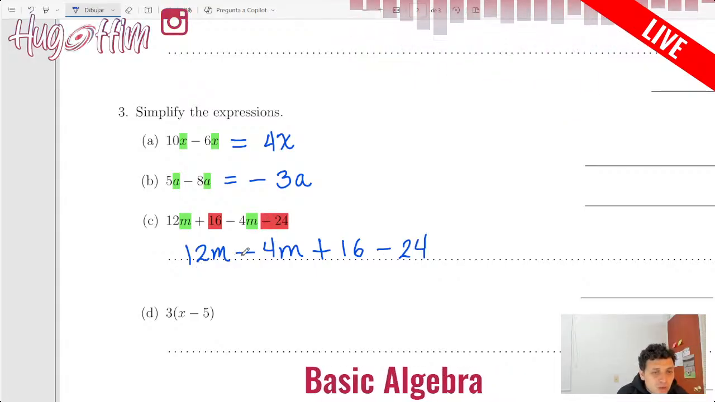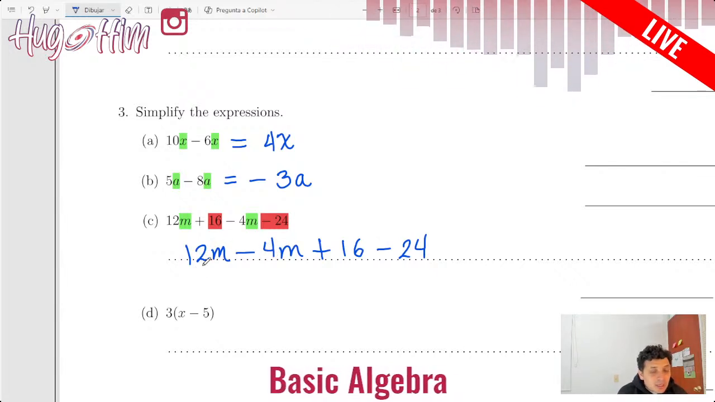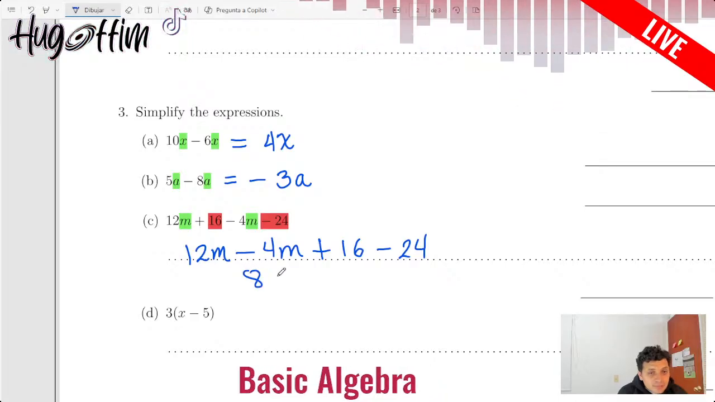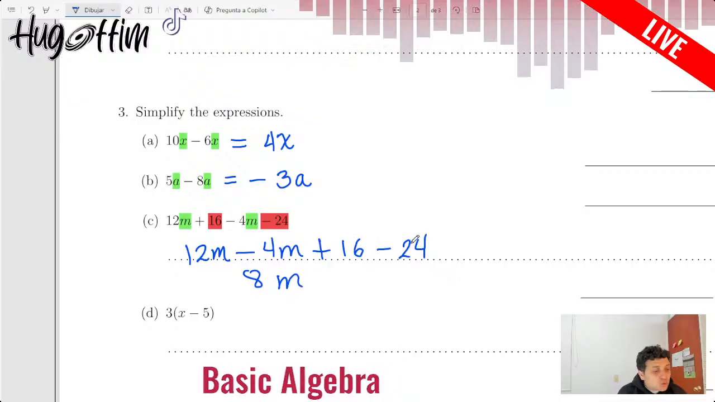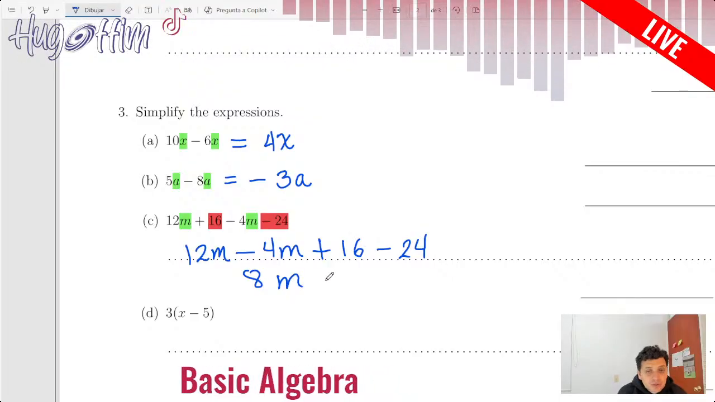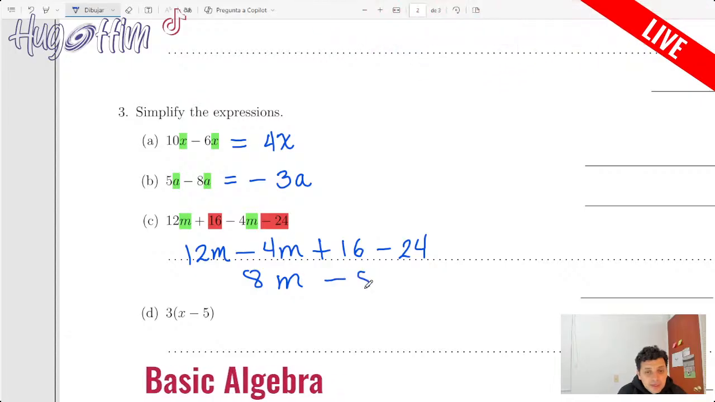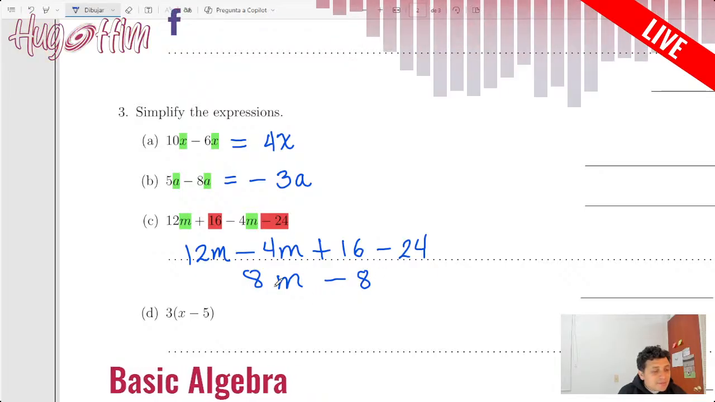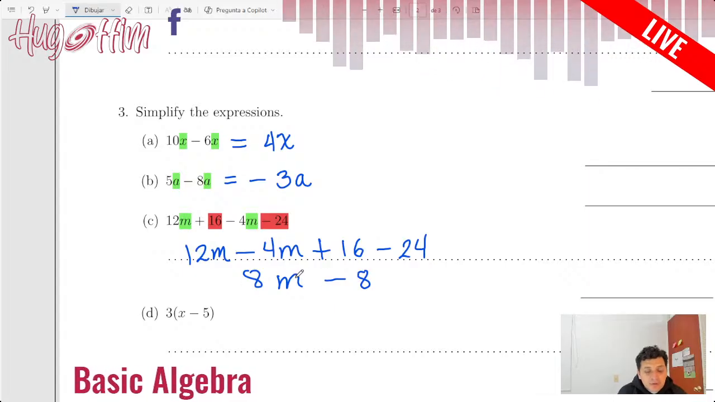So I'm going to do 12m minus 4m, as we have like terms, 12 minus 4, so this is going to be 8m. Now 16 minus 24, it's going to be just the subtraction of 8. So 16 minus 24 is negative 8. And here I have 8m minus 8. That will be the simplest form of this one.